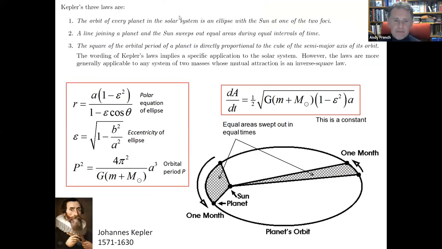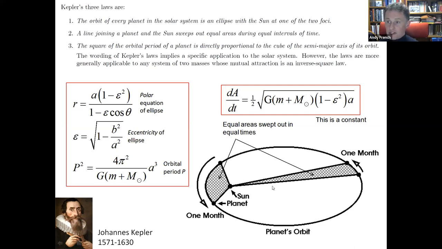So, number one, the orbit of every planet in the solar system is an ellipse, not a circle, a squished circle, with the sun at one of the foci. So here's an ellipse, all right? This is a bit more of an ellipse than any of the planets in the solar system, even Pluto, really executes.